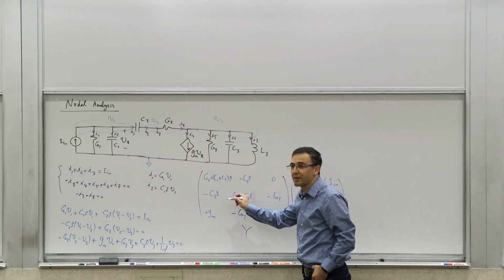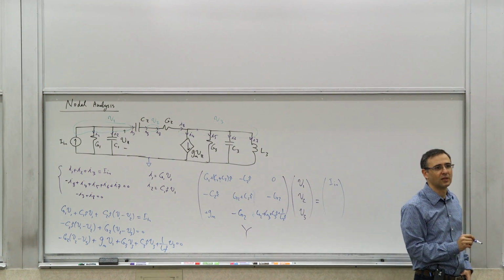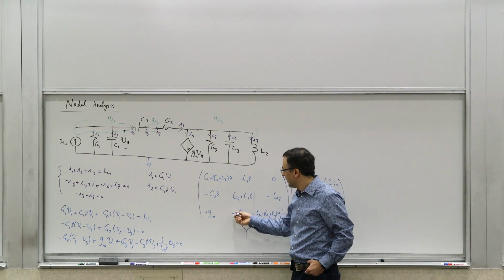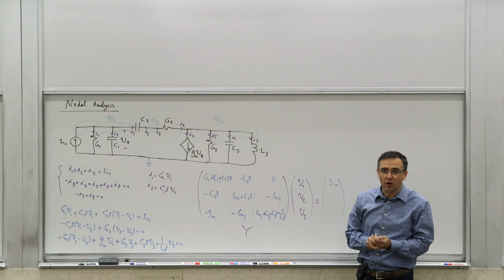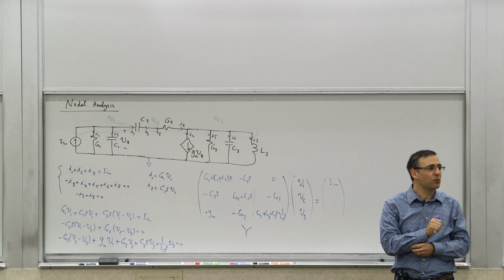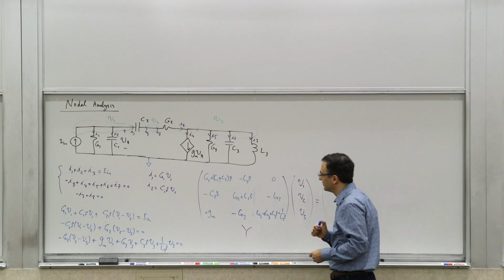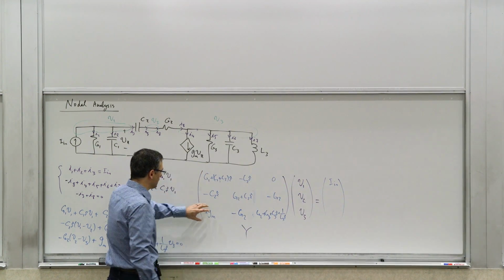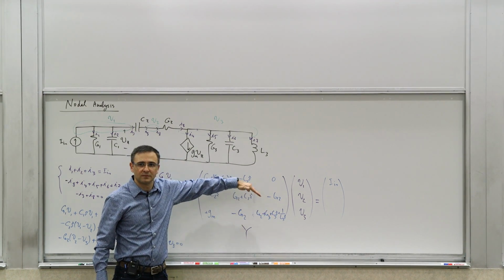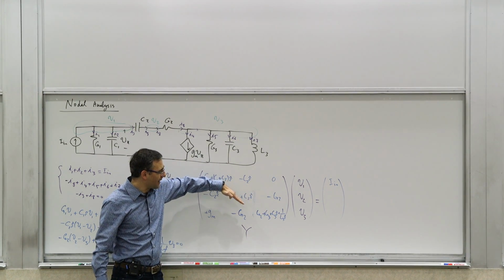So this is what we call the Y matrix, right? And you're familiar with that. This is called the nodal analysis. This is the admittance matrix. Now, it has certain interesting properties. If you didn't have any dependent sources, this Y matrix would be symmetrical. In other words, if your GM was 0, you notice that it's symmetrical, right, with respect to the diagonal.